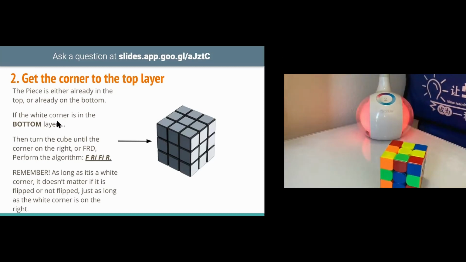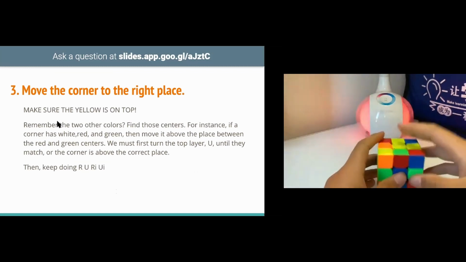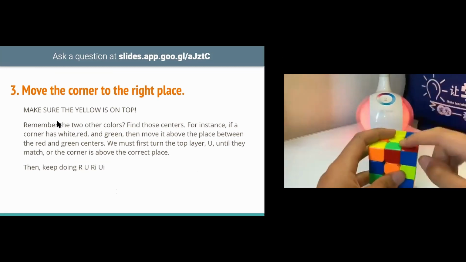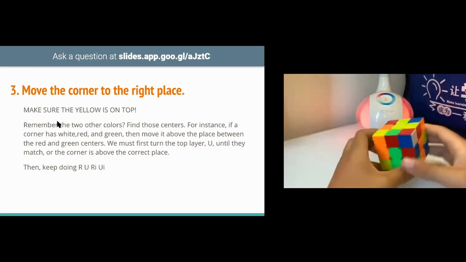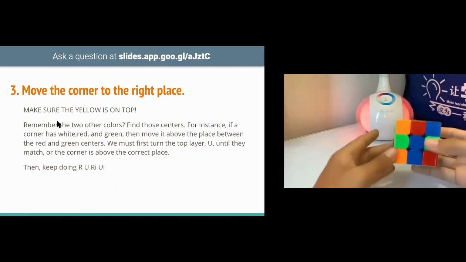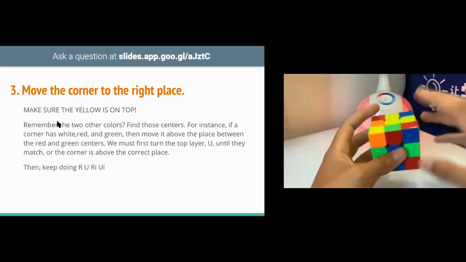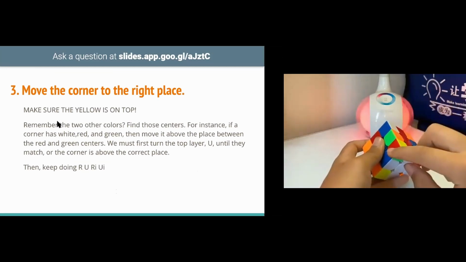Next, our goal is to move the corner to the right place. A big warning: make sure the yellow is on top. Remember these two other colors, red and blue. You're going to turn the top layer U like this, and once you keep on turning, you're going to figure out that this corner has to go into here.